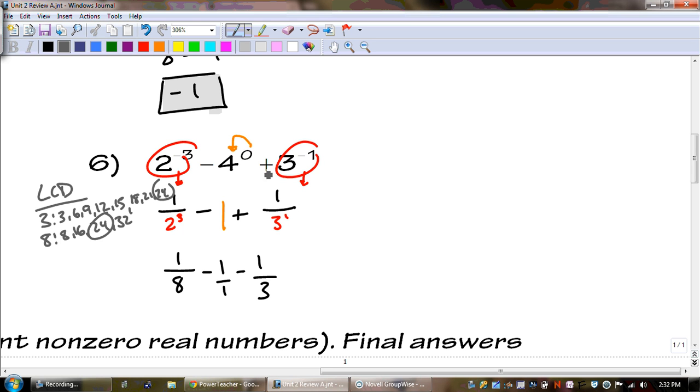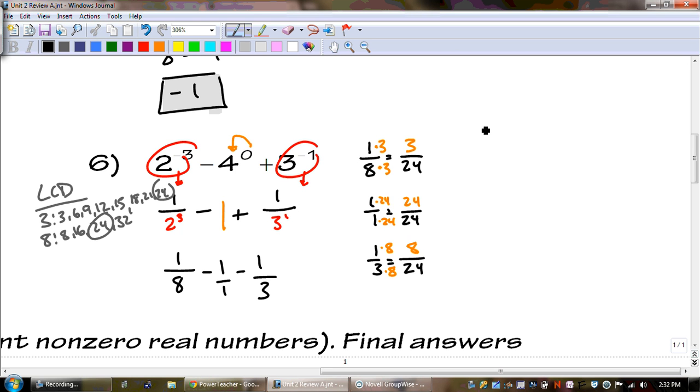Hey, look, 24. Okay, so I need to change 1 over 8, 1 over 1, and 1 over 3, all to have a denominator of 24. So 8 times 3 is 24, so that means 1 times 3. For the 1, I have to multiply the 1 by 24, so I have to multiply the top by 24. The 3, I have to multiply an 8. So the key thing here, guys, is what you do to the bottom, you have to do to the top.